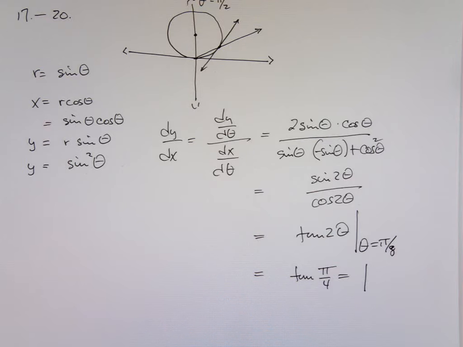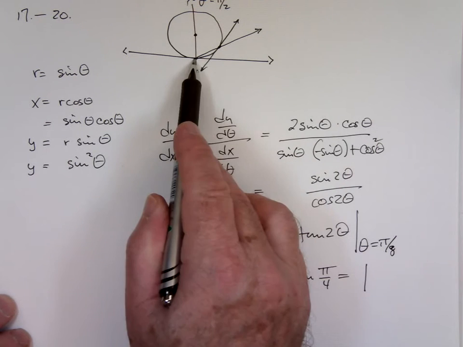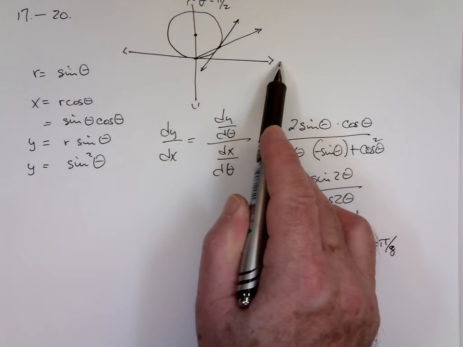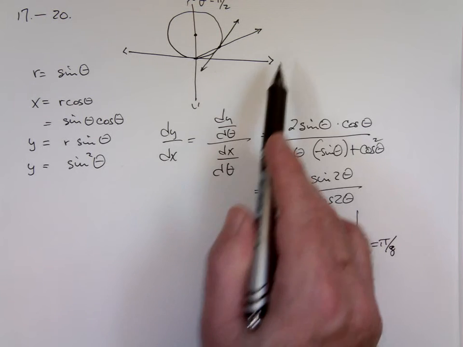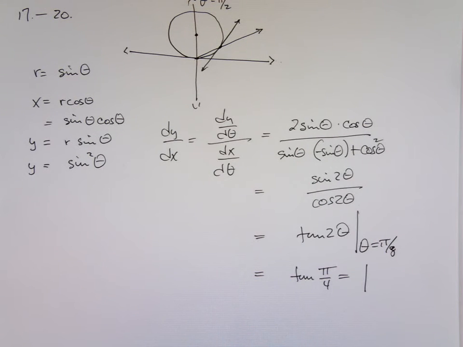Slope of the tangent line at the pole. Set this equal to 0. When's this equal to 0? At theta equals 0, which is this polar axis. And the slope of the tangent line at the pole is 0. It's this right here. The equation of the tangent line is 0 as well.